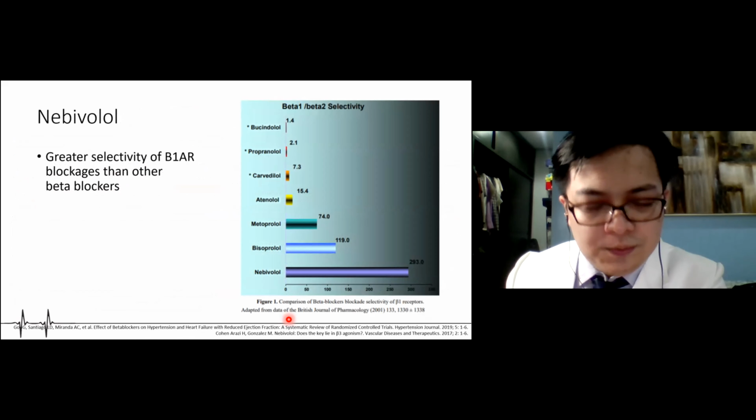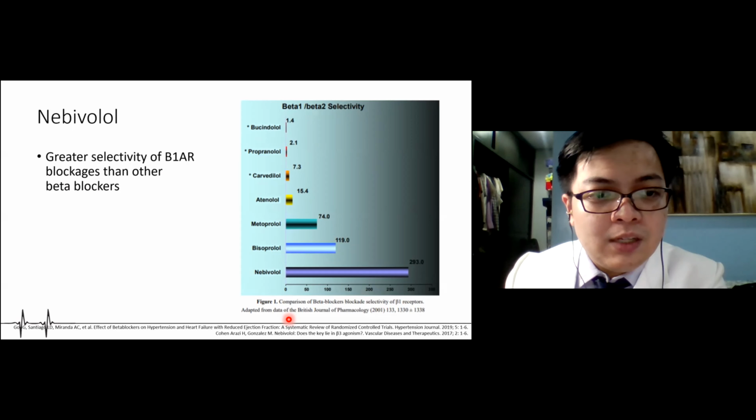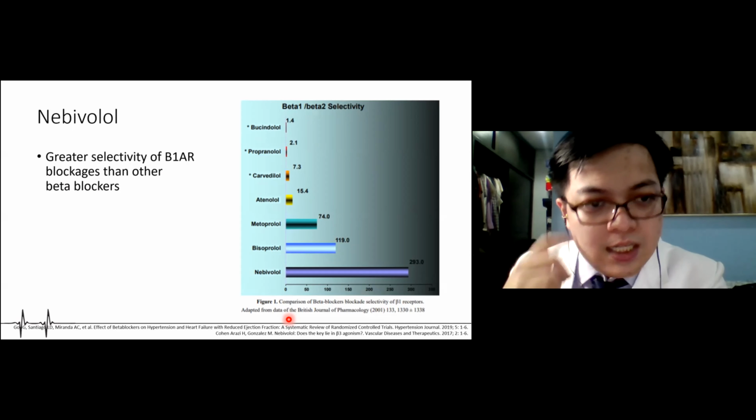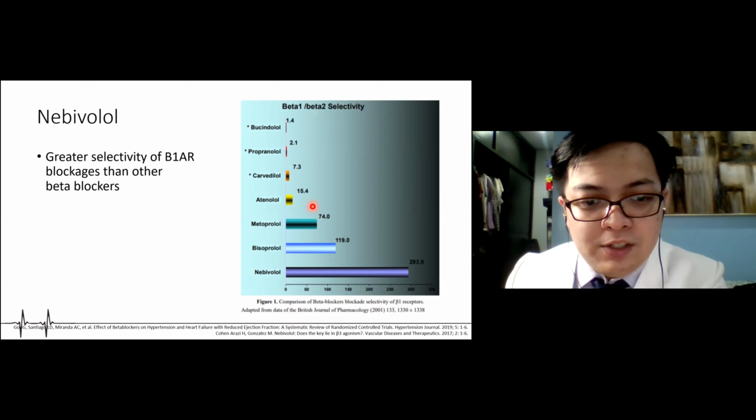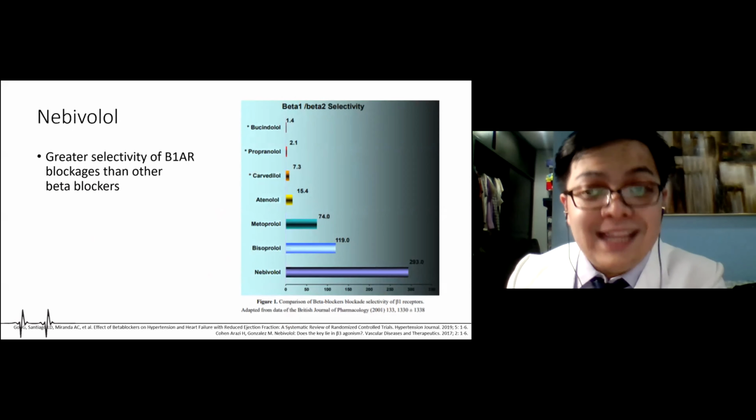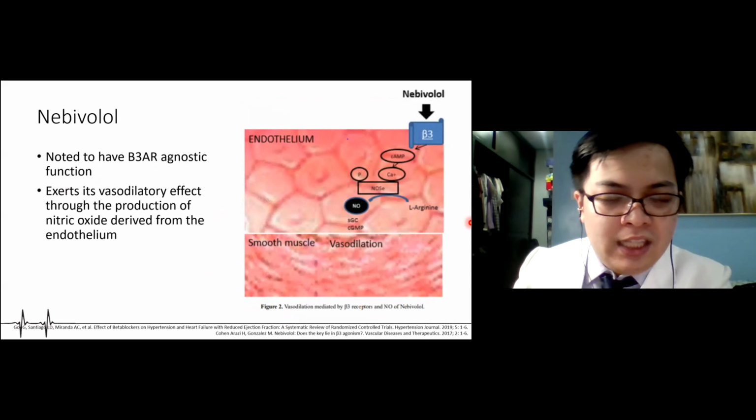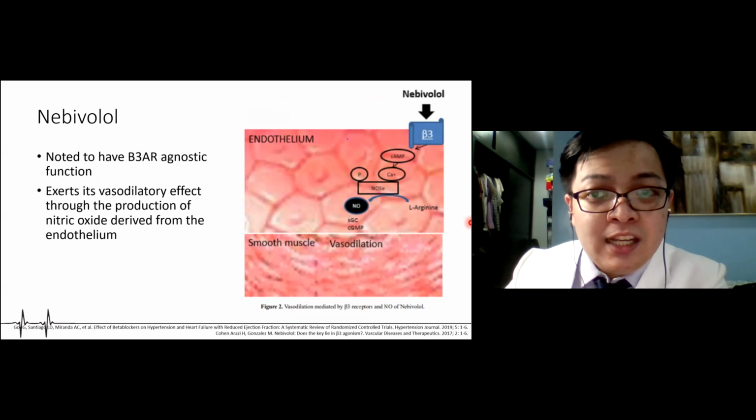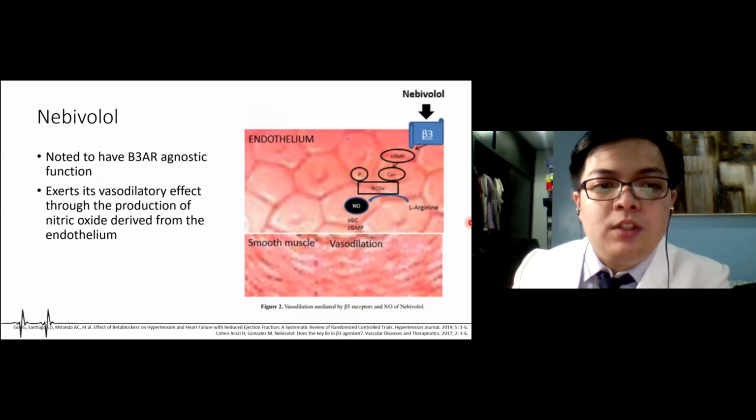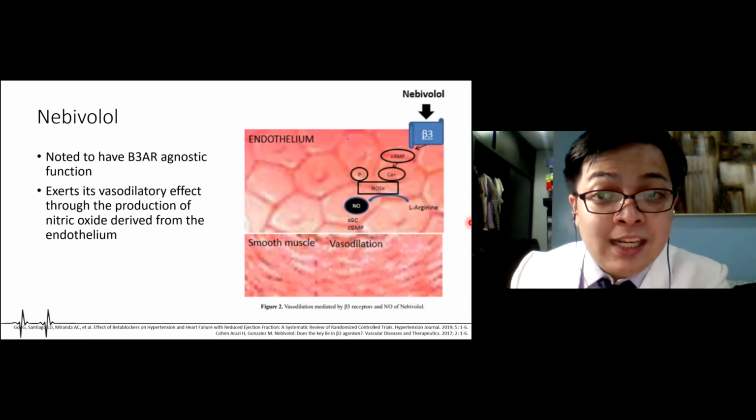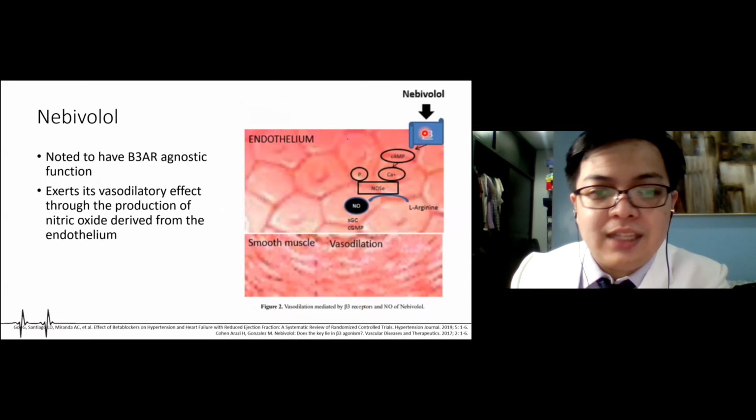So we're going to discuss first nebivolol, and it is shown here that it has greater selectivity of beta 1 adrenoreceptor blockade than any other beta blockers. In the graph here, it's shown to have a lot of selectivity compared to bisoprolol, metoprolol, and the like. They also noted that it has beta 3 adrenoreceptor agonist function. So they propose that it exerts its vasodilatory effect through the production of nitric oxide derived from the endothelium, such as in the image that you see on your right.